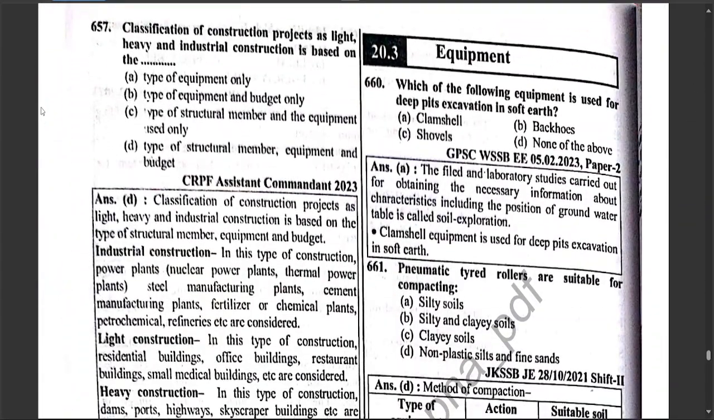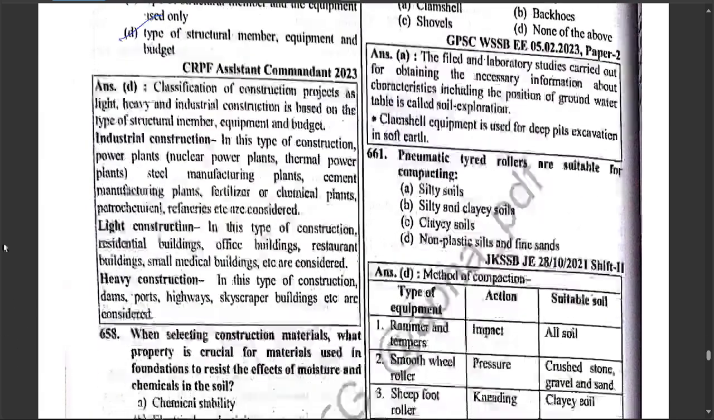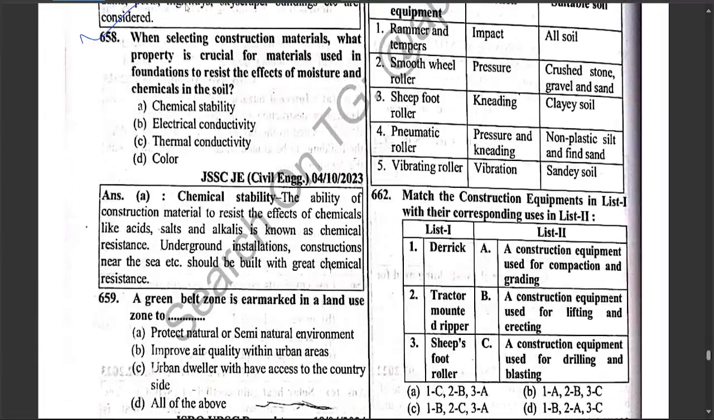Classification of construction project as light, heavy, and industrial construction is based on which is the type of structural member, equipment, and budget. When selecting construction material, what property is crucial for material used in foundation to resist the effects of moisture and chemical of the soil, which is chemical stability?